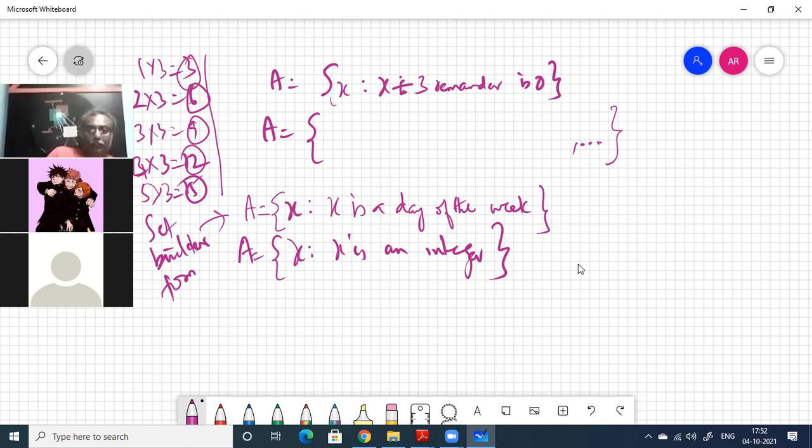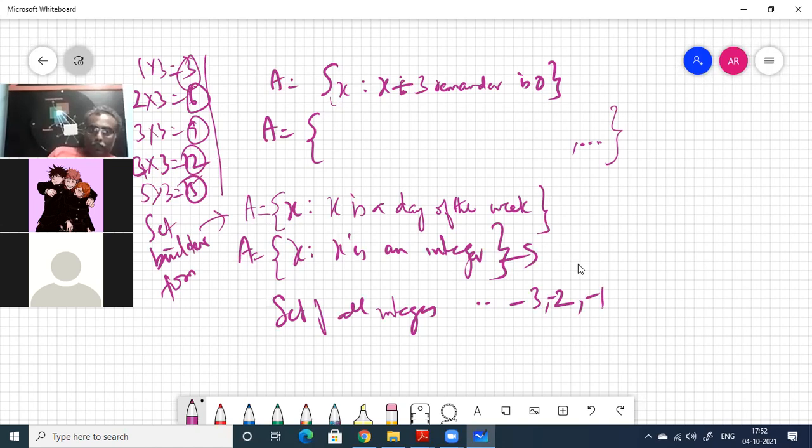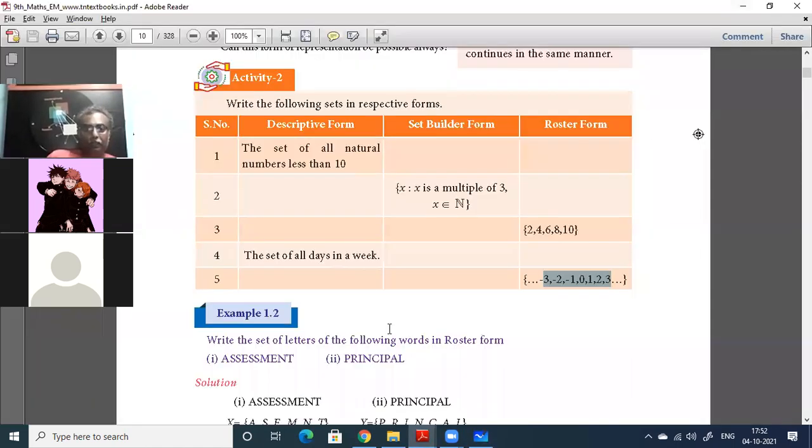Okay, descriptive form is a set of all integers. Roster form is -3, -2, -1, dot dot dot, then 0, 1, 2, 3, dot dot dot. So this dot dot dot means it continues infinitely this side, and it continues infinitely this side. That is why it is the set of all integers. Okay, good.